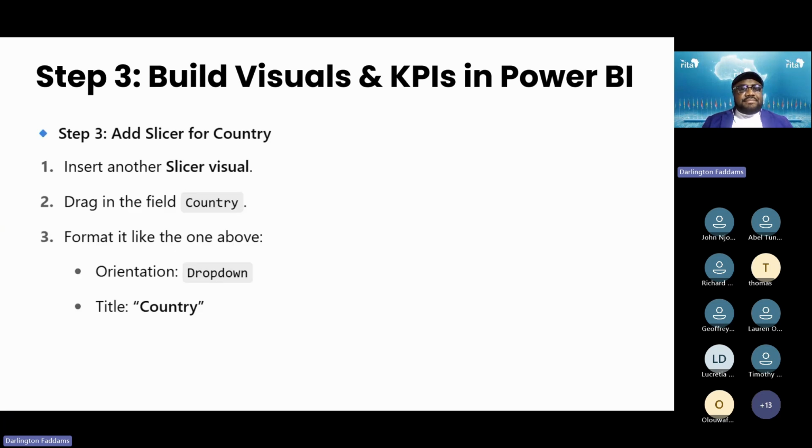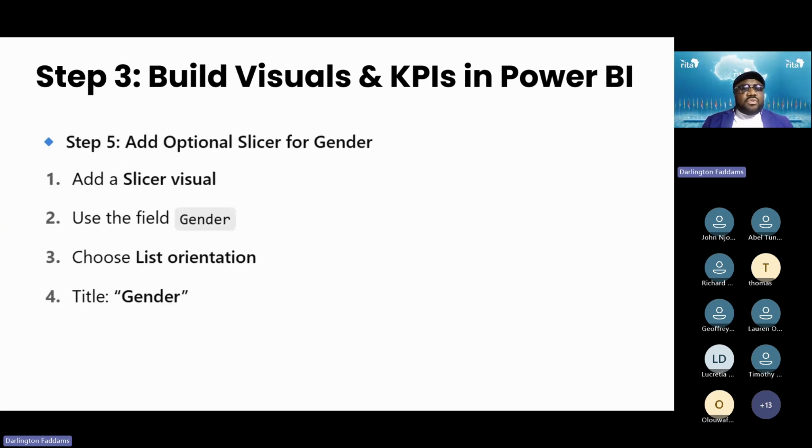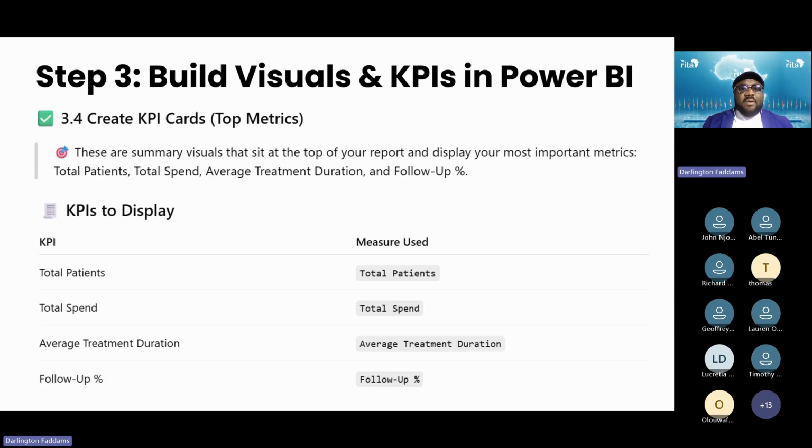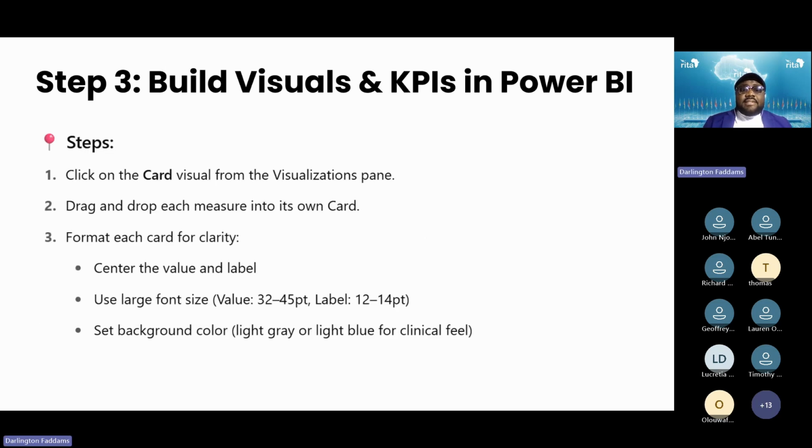So I think it's time to go ahead and create our KPI cards. The KPI cards are the summary visuals that sit at the top of our reports. They display the most important metrics like total patients, total costs, average treatment duration, and follow-up. All right, so these are the KPI displays we are going to work on for the cards.